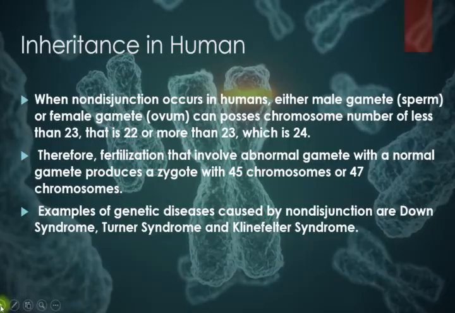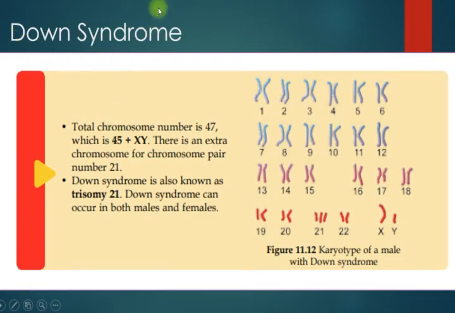Okay, let's go one by one through the syndromes. Down syndrome. So this is the karyotype of a male. How do we know it is male? Because X and Y are present here. This is the sex chromosome of the male. How do we know it is Down syndrome? Let's take a look at the 21st pair here. The 21st pair is abnormal because it consists of three chromosomes. In a normal person, the 21st pair consists of only two chromosomes, which is a pair of homologous chromosomes.